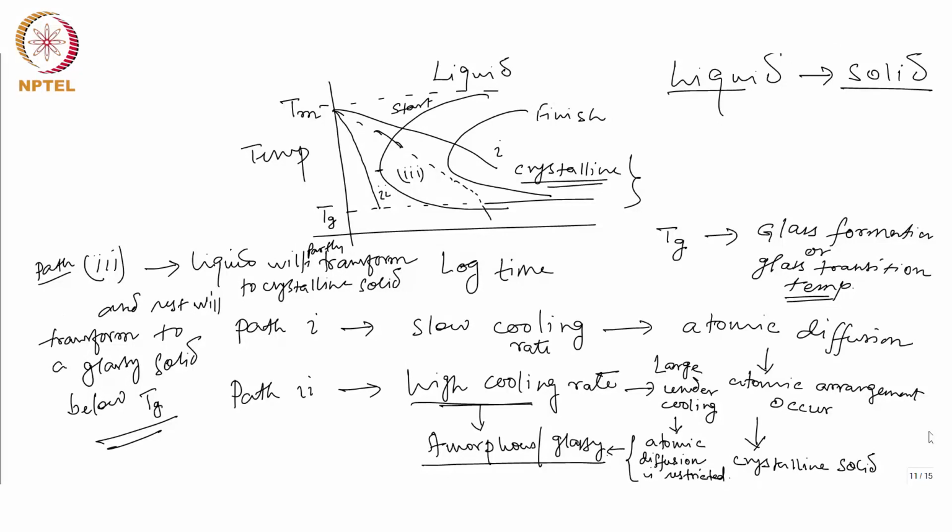Now, the next question would be as to how this high cooling rate can be achieved. Okay. What can be done during the process to achieve a high cooling rate or a large undercooling, so that the crystalline solid does not form and it transforms to a glassy structure. Okay. So, a quest for that high cooling rate has actually given rise to a technology called rapid solidification technology or rapid solidification processing.